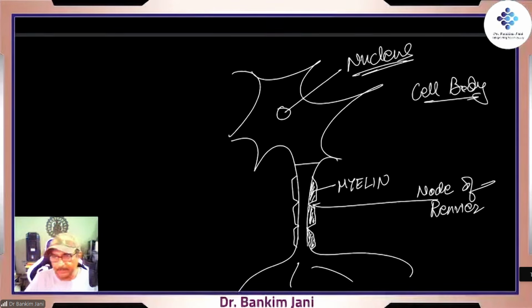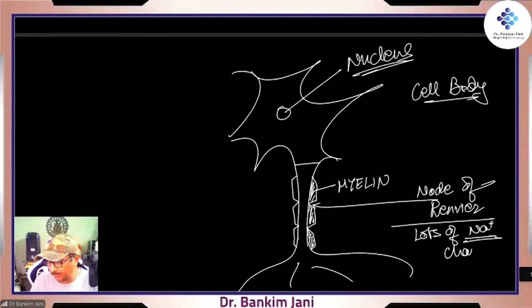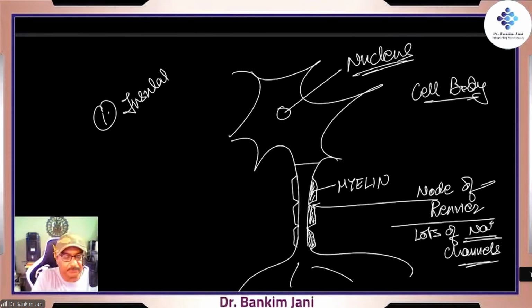And these nodes of Ranvier are very important for two functions, because this is the space where there will be lots of sodium channels. The maximum number of sodium channels will be present over here. We'll discuss in a while why it is so important. Also, this myelin sheath is a sort of insulation. It is a sort of insulator, this myelin.